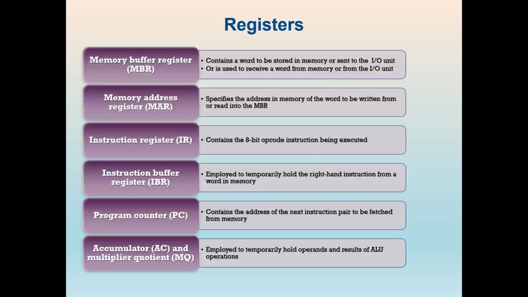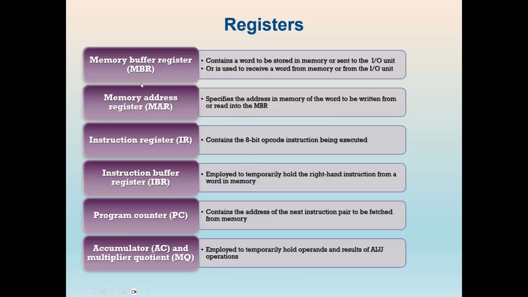Now, the control unit, again, operates the IAS by fetching instructions from memory and executing them one at a time. So again, we explain these operations with reference to the previous diagram. But first, we should know a few terms here. Now, most computers have different types of registers. So these are the general registers we may see in a computer.